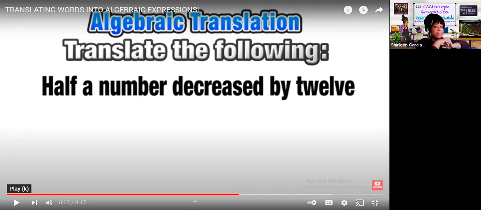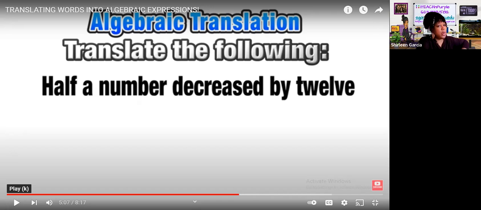And then decreased equals subtraction. Yes. So show me half of a number being decreased or subtracted by 12. What would that look like? That might be hard to do in the chat box. I think you can use the slash for dividing.